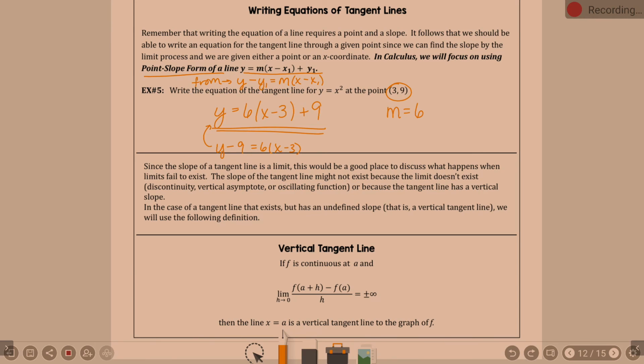This just talks about vertical tangent lines. Since the slope of a tangent line is a limit, this would be a good place to discuss what happens when limits fail to exist. The slope of a tangent line might not exist because a limit doesn't exist: discontinuity, vertical asymptote, oscillating functions that go up and down, because the tangent line has a vertical slope.